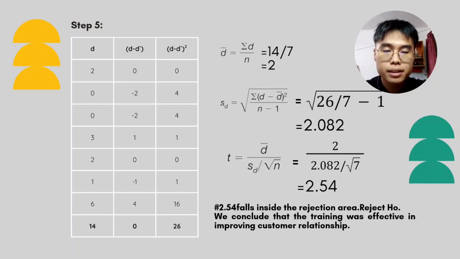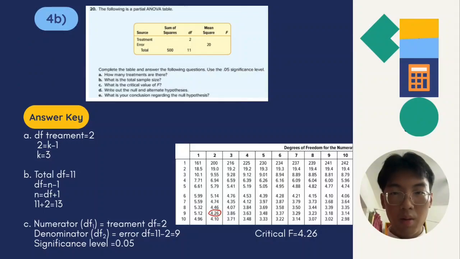Then we interpret the result. 2.547 fell inside the rejection area, so we have to reject H0, the null hypothesis. We conclude that the training was effective in improving customer relationship. Thank you.